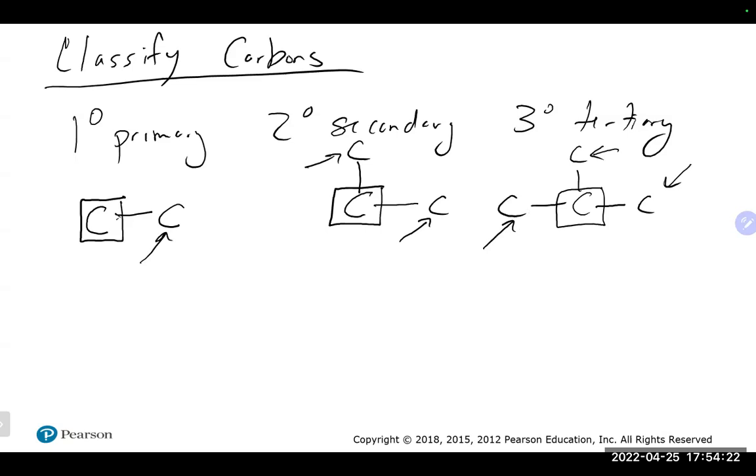So primary, secondary, and tertiary carbons are ways to classify carbons in organic compounds, and it's based on how many carbons are directly attached to it. Some people tell you to count hydrogens, but you might as well just count carbons. This is an easier way of doing it, I think. So primary, 1 carbon directly attached to whatever carbon you're looking at. Secondary, 2 carbons attached directly to it. And again, tertiary there is 3 carbons directly attached to it. Any questions on that there?